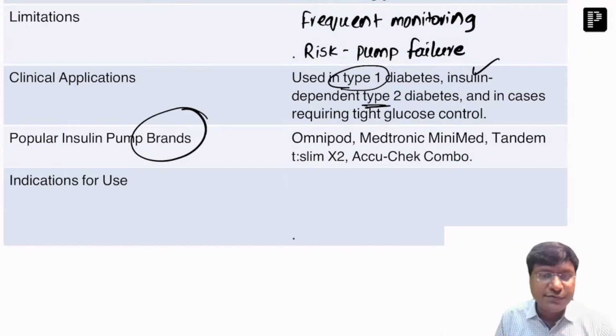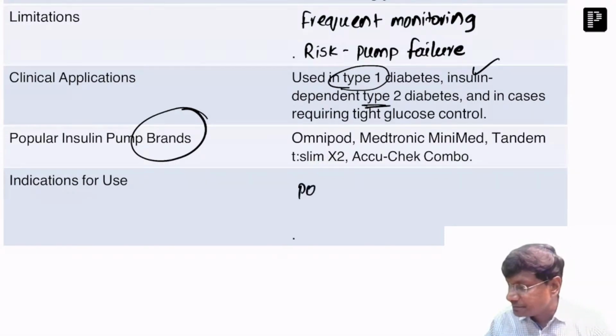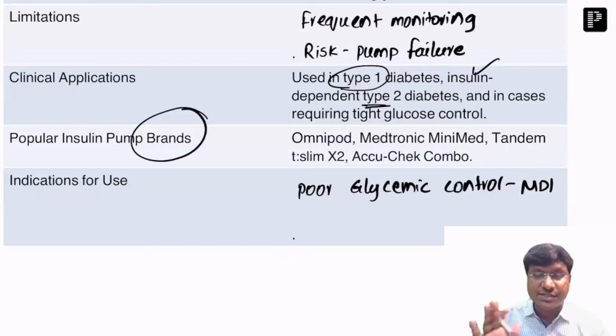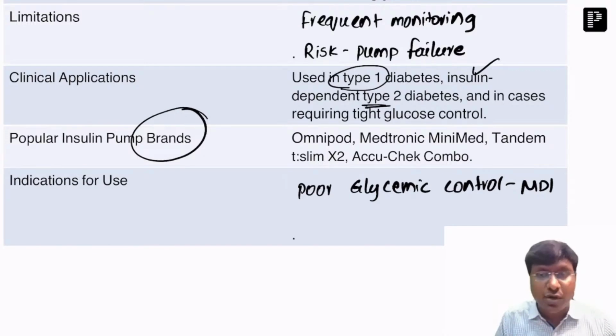Now, the indication for use of the insulin pump is those individuals who have poor glycemic control on multiple daily injections. The patient is taking multiple daily injections, but there is poor glycemic control. In such a case, the insulin pump has to be placed. So this is about the insulin pump, and you need to know the contraindications.